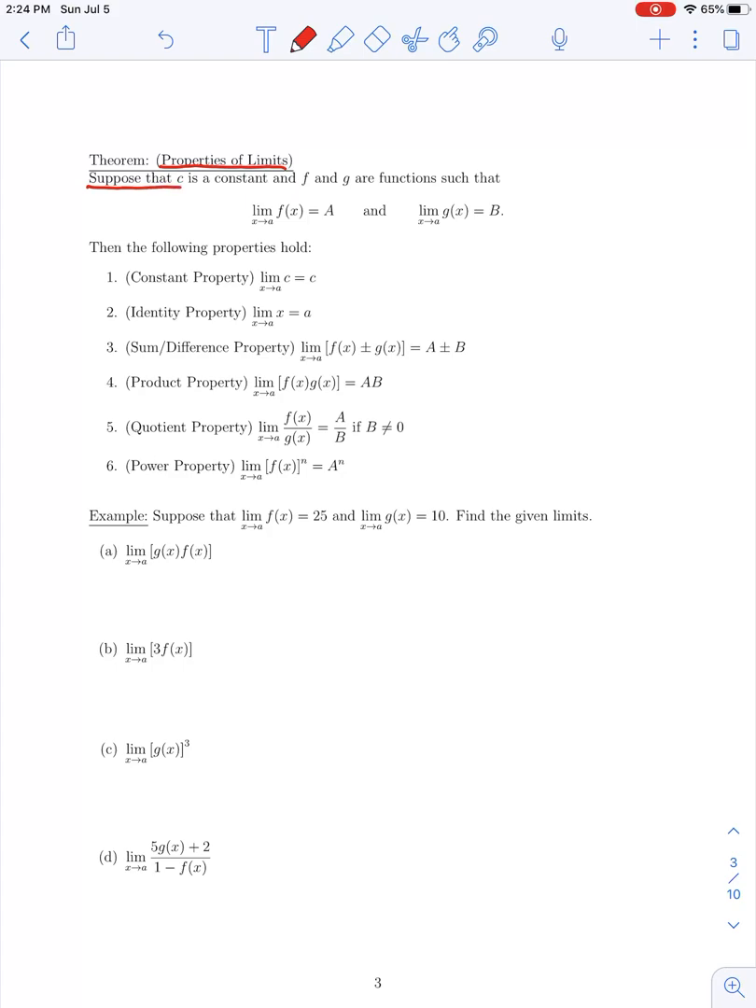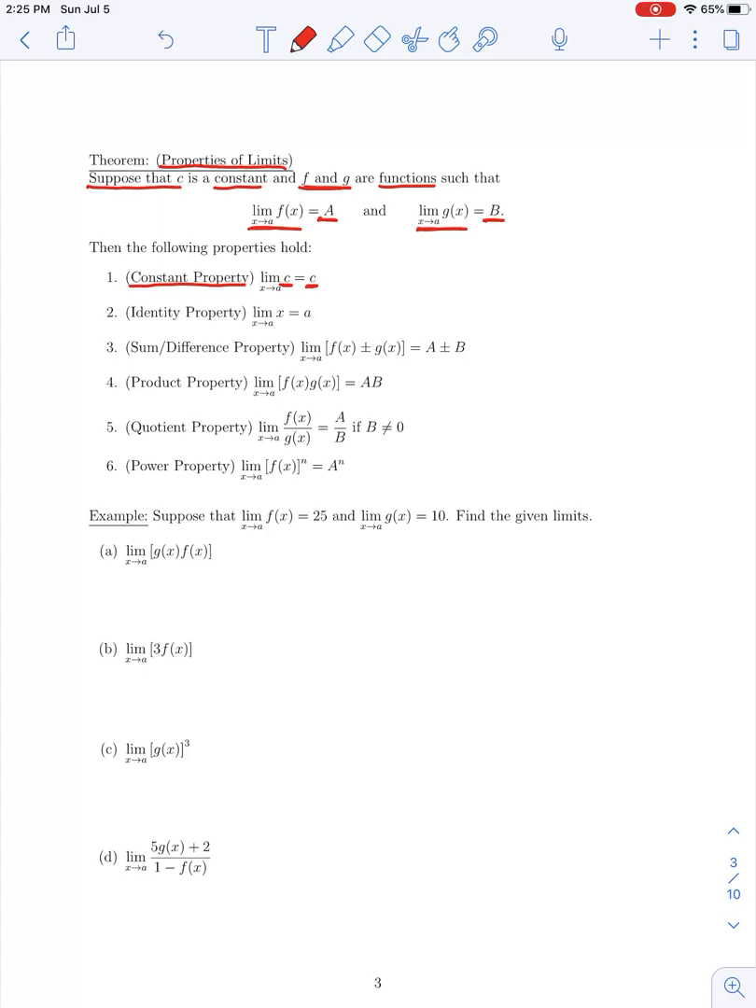So this next theorem highlights some of the properties of limits, and let's take a look at them here. Here we will suppose that c is a constant, and f and g are two functions such that the limit as x approaches a of the function f is equal to capital A, and the limit as x approaches a of the function g is equal to capital B. So the following properties for limits hold. The first one is called the constant property. It says that the limit as x approaches a of any constant function is equal to that constant c. So if we're thinking about a function which is always c, regardless of what value of x we're approaching, our y value for that function is always the constant c. So we would say the limit of that constant function is that constant.